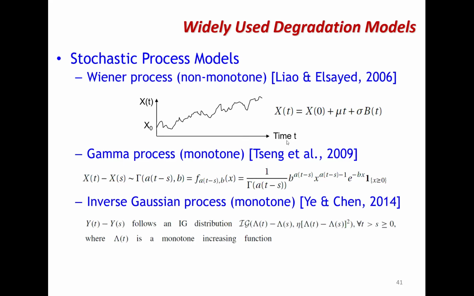And recently, not so recently actually, this paper was published in 2014 by Dr. Ye and Dr. Chen in Singapore. They considered using the inverse Gaussian process as a degradation model, which has been widely used and well cited in the field.